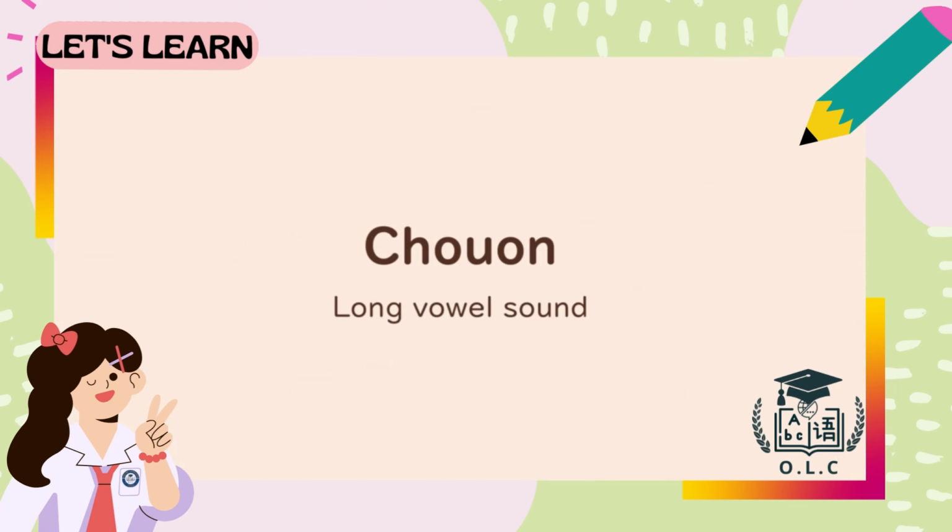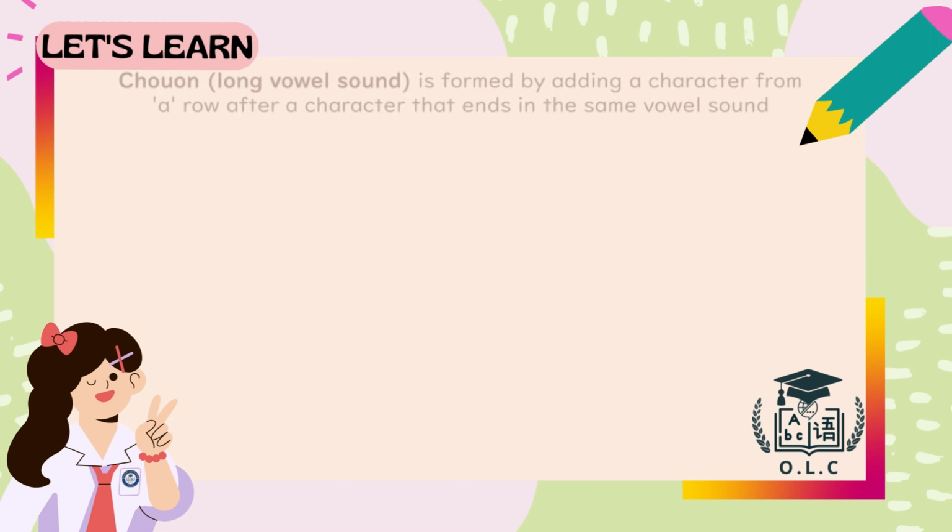Hello and welcome to the lesson on learning CHOUON. CHOUON refers to long vowel sounds in Japanese. And in Japanese, we can form long vowel sounds by adding one of the characters from the A row in Gojuon table after a character that ends in the same vowel sound.